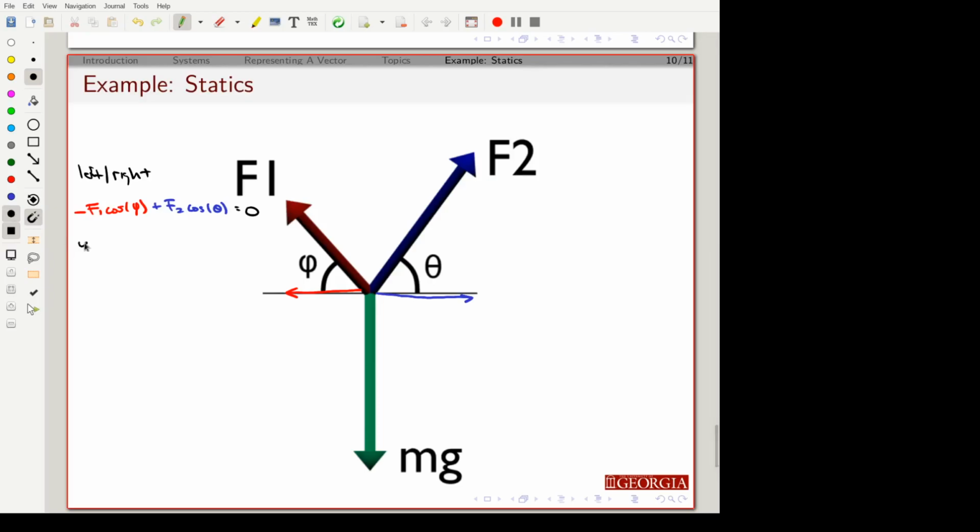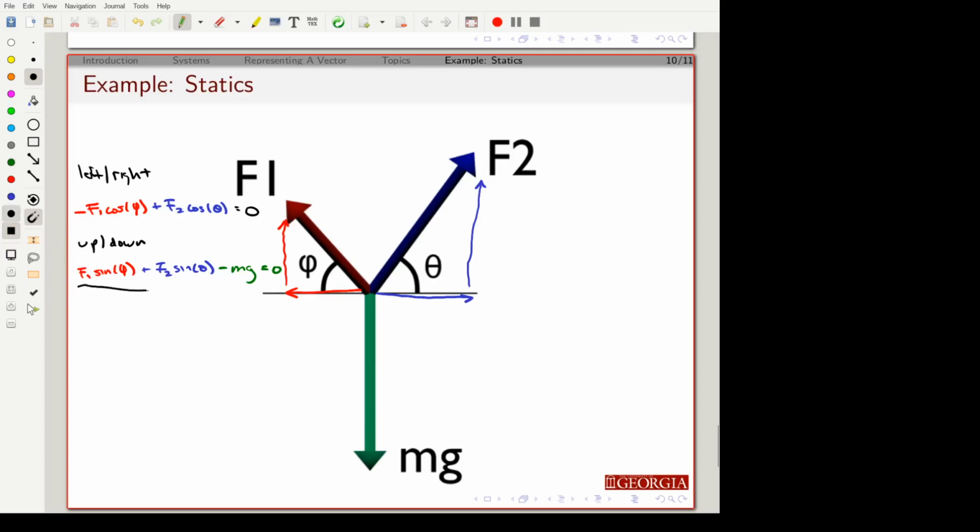Now if I look at the up versus down, what are we going to have here? In the up direction, this is going to be positive here, this is going to be positive here, and this is going to be negative. So if I add these up, this is going to be F1 sine of phi, this is going to be F2 sine of theta, and this is going to be minus mg in the downward direction. That all has to be 0.